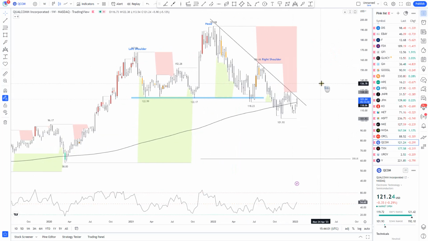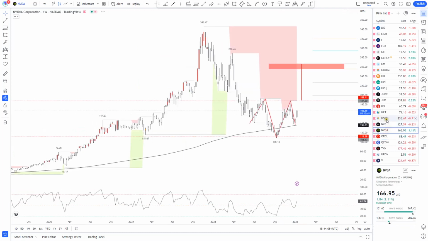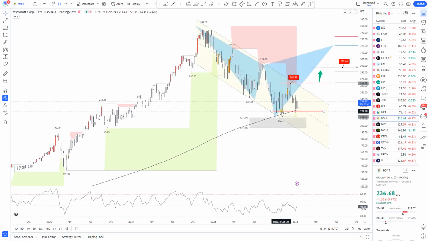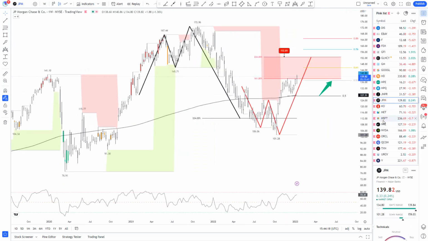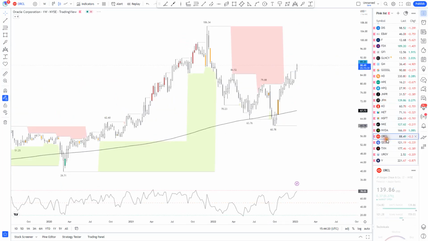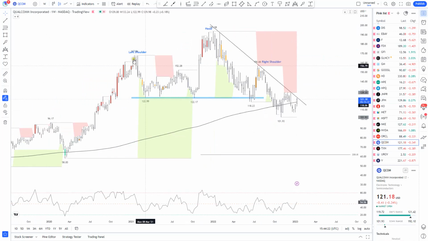Qualcomm, also a technical double bottom, very similar to Microsoft. Also Microsoft, and not only. We saw another one. Which one? No, not the GP. No, let's move forward. Also a technical double bottom right there.